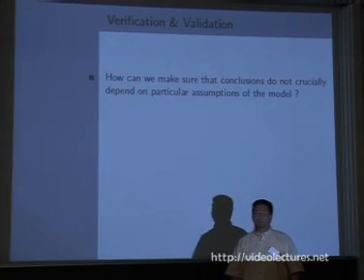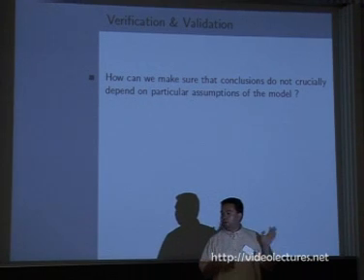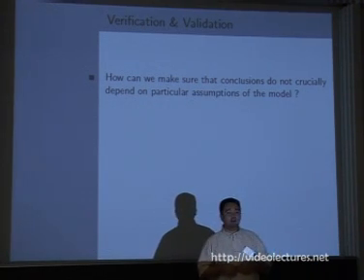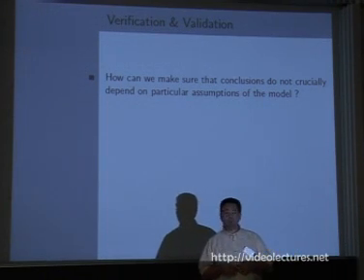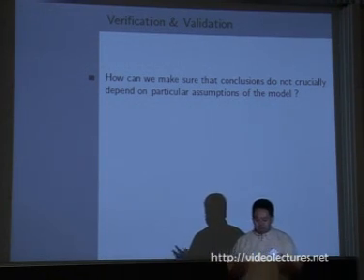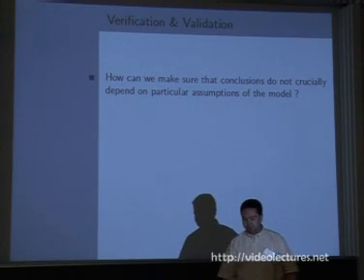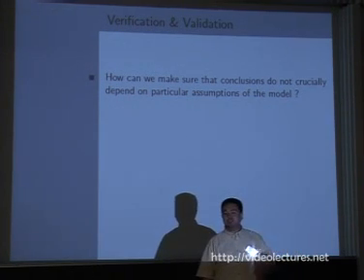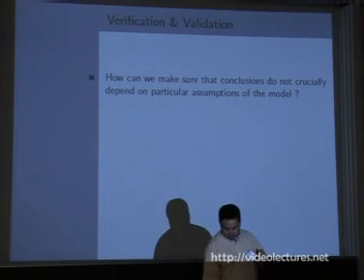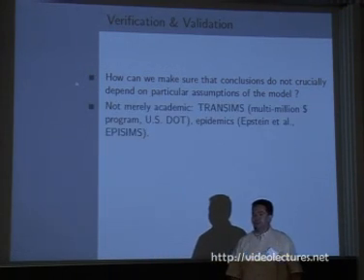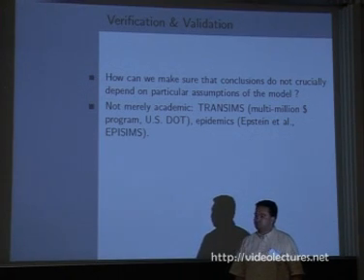Obviously, when we're dealing either with mathematical models or with agent-based simulations, we're dealing with the important problems of verification and validation. In particular, how can we make sure that the results and the conclusions that we obtain are not crucially dependent on some peculiar features that we're adding to the models? This is hardly an academic question.